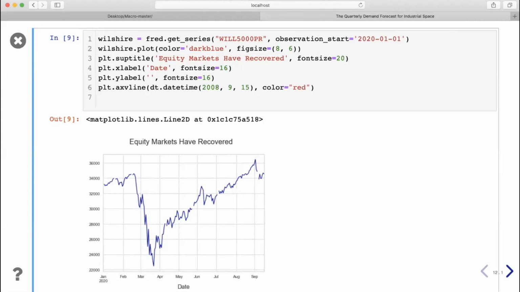The immediate reaction of equity markets in the US was stunning. This is the Wilshire 5000, a measure of broad market equity going back to the beginning of the year. It had reached a peak just prior to the first announcement of a death from COVID in the United States. And you can see equity markets contracted very rapidly, very reminiscent of the fall of 1929. But they have largely recovered.